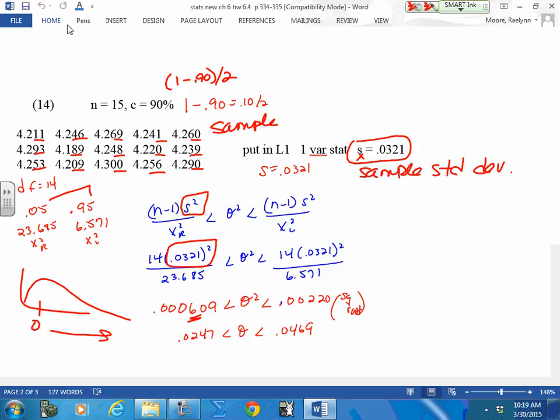A lot of you were getting this 5.9 something or other, e negative 4. Remember, this e means 10 to the negative 4. Move your decimal 4 positions over. It's got to be real small.